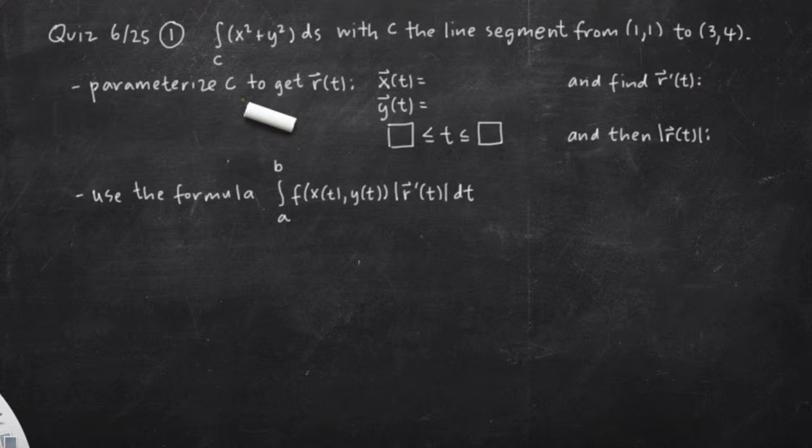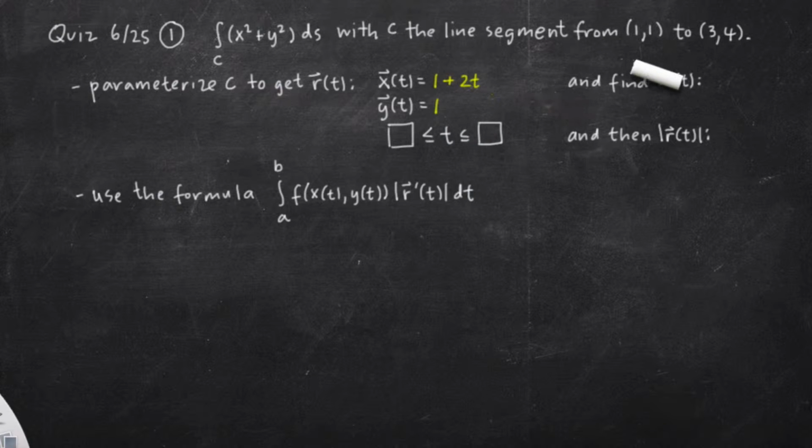First we have to parameterize C to get r so we can find r prime so that we can find the magnitude of r prime and put that here. So we're going from the point (1, 1) to (3, 4). So we usually start by putting the coordinates of the starting point as our constants, so 1, 1. And then we add to that the change in x, so that'd be from 1 to 3. So that'd be 2 multiplied by t.